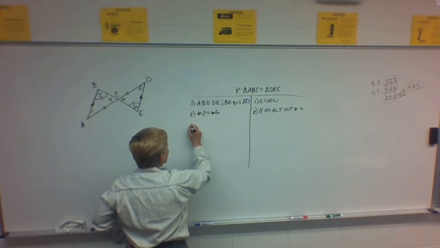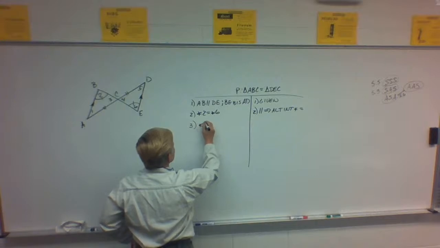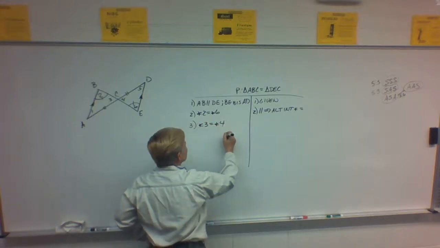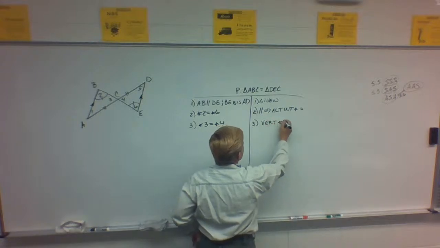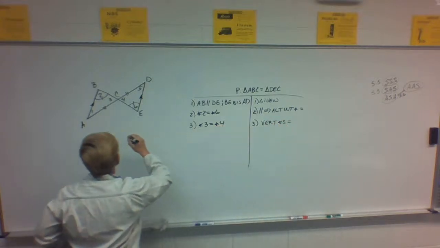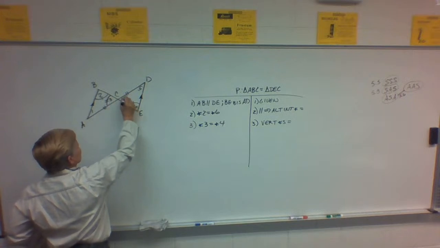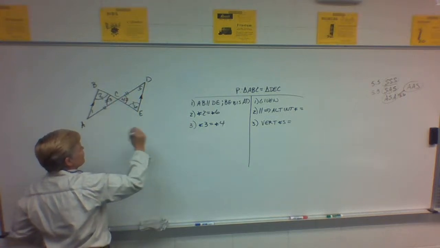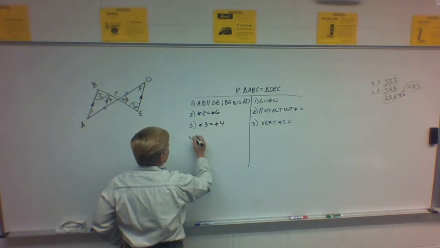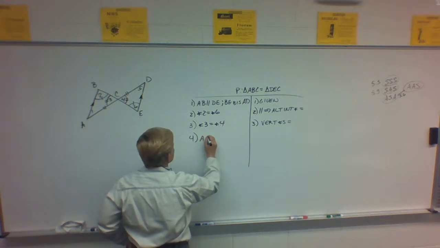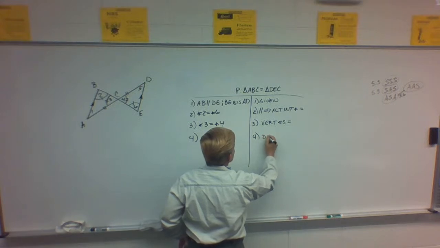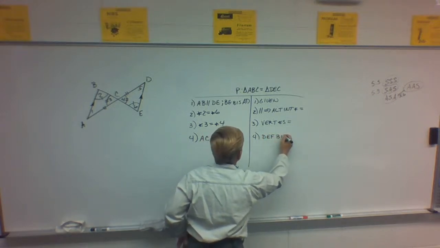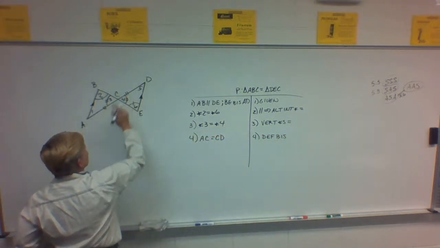You could also say angle 3 equals angle 4. That's a see it, you can say it thing. Vertical angles are equal. That's certainly reasonable. Mark it. And then get the bisector to help you out. AC equals CD. Definition of bisector. Mark it. I already got it marked right there.